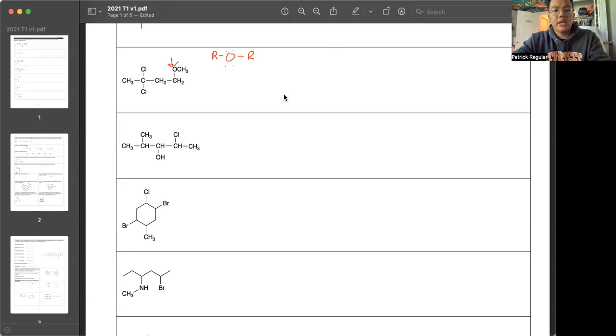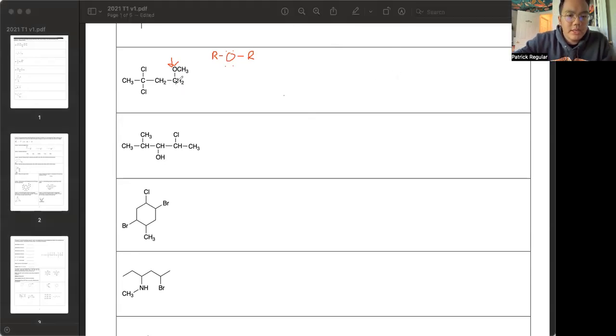Okay. If we were to number these, it would be 1, because remember that the O breaks that parent carbon chain. It's just a branch now. 1, 2, 3, 4. It's a butane.